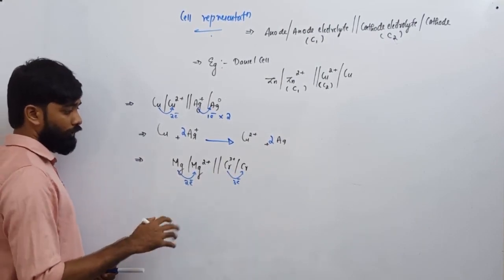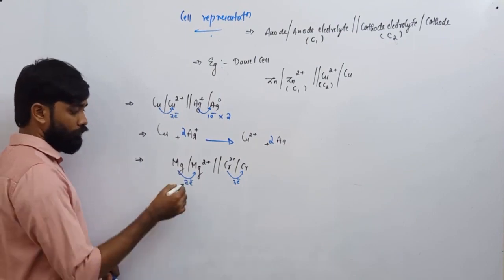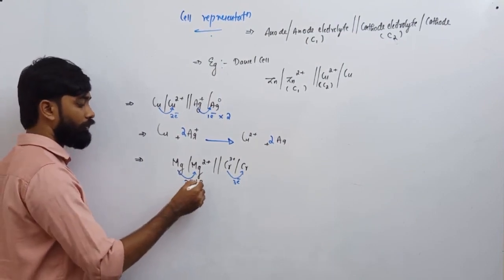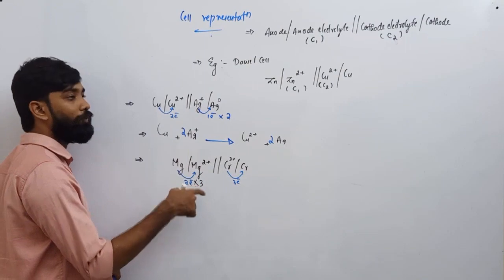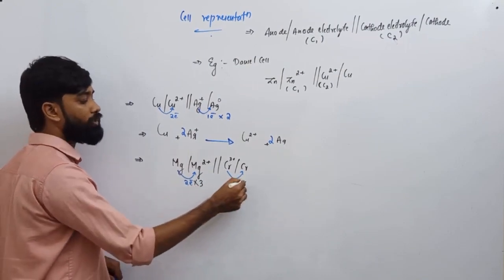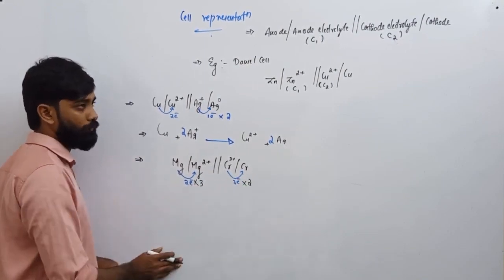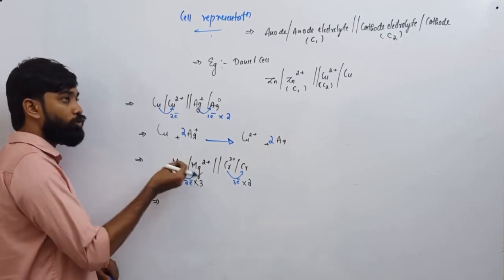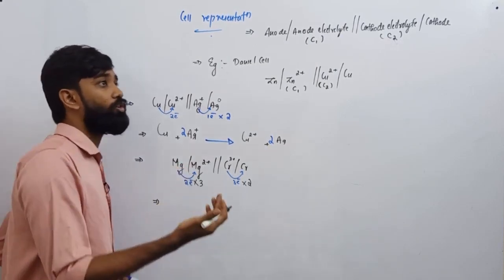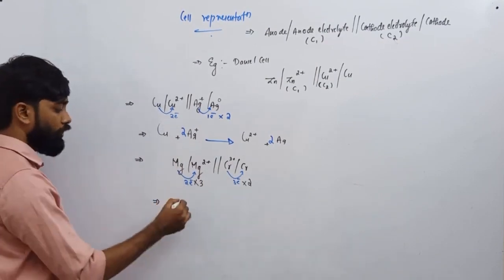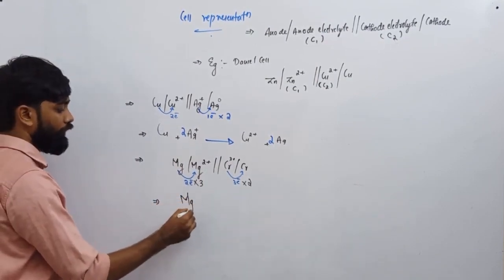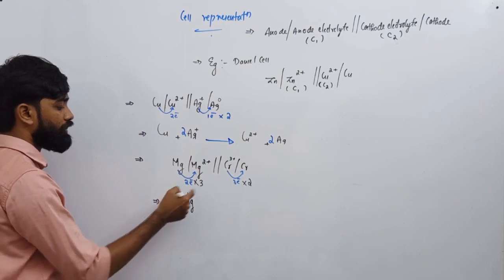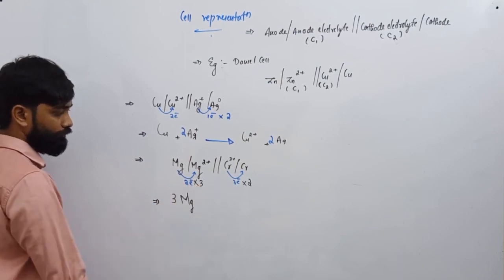So you have to multiply, you have to make it the same. For that, you multiply this 2 with the 3, then it becomes 6. And you multiply this 3 with the 2, then it becomes 6. And the trend for writing the reaction is, you choose a species which is to be oxidized. That is your magnesium, and in front of magnesium, 3 is required.